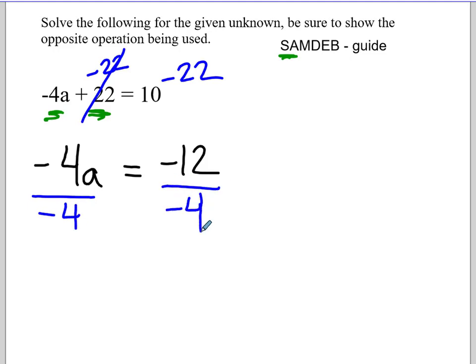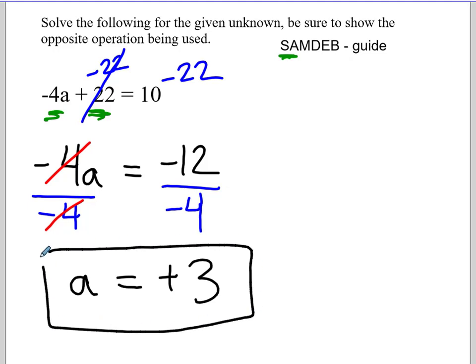Okay, and again, this is why we reviewed all of that integer stuff with adding and subtracting, multiplying, dividing, because it all shows up in our equations. Okay, so now these 4's cancel for 1. We're left with A equals. Now, a negative 12 divided by a negative 4. Two negatives are going to leave me with a positive result. 12 divided by 4 is 3. So the final answer here is 3.